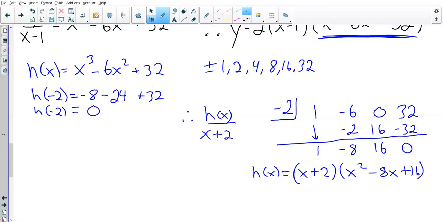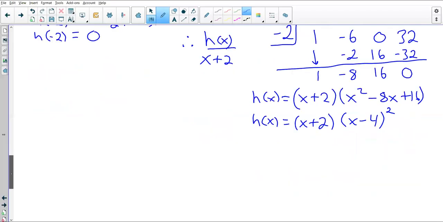Well, if we look at that, that looks like one of our factoring shortcuts. I have a perfect square there. And so I've got x plus 2. I can factor x squared minus 8x plus 16 as x minus 4 times x minus 4, or x minus 4 squared. And now I should have my function completely factored.